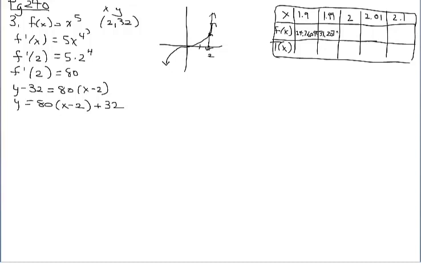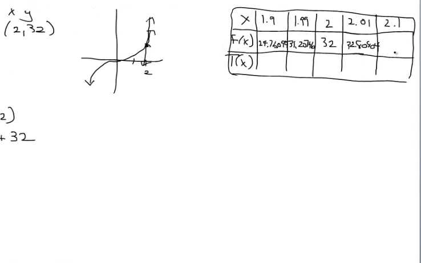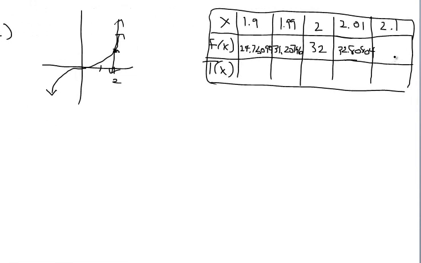As you might imagine, when you evaluate the function at 2, you're going to get 32 because that is the y coordinate. Okay, when I plug in 2.01, the y value on the function's increasing, so it's 32.80804. And when I plug in 2.1, I'm moving a little further away from the x coordinate of the point of tangency, so my y value should actually be a lot higher than 32, and it is.